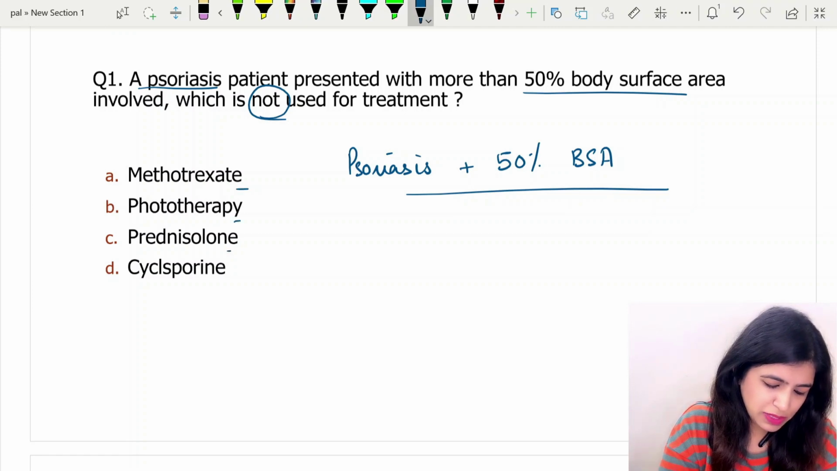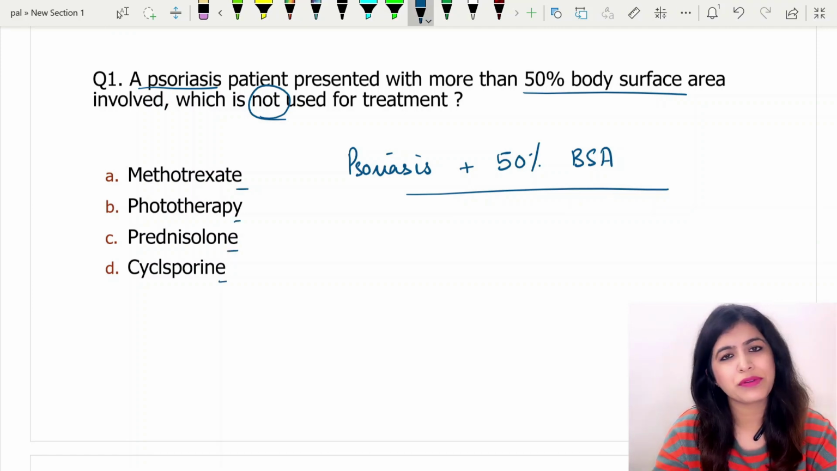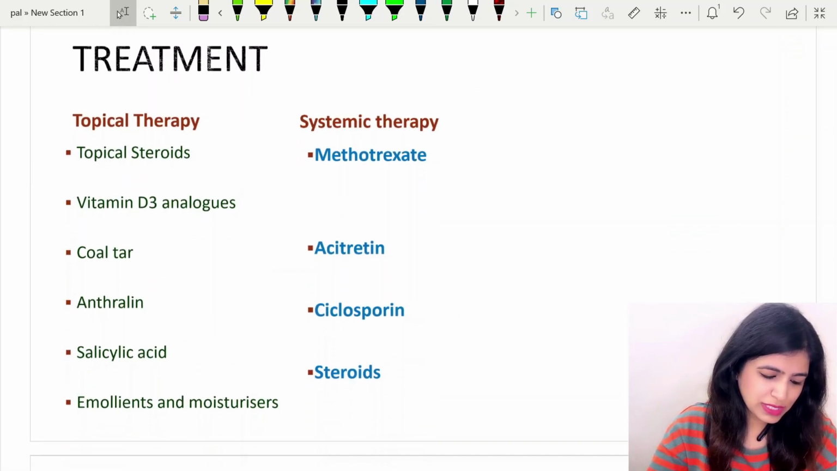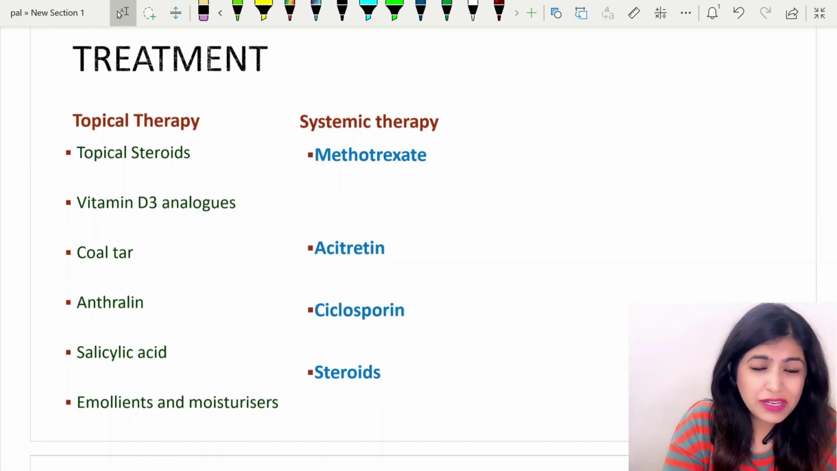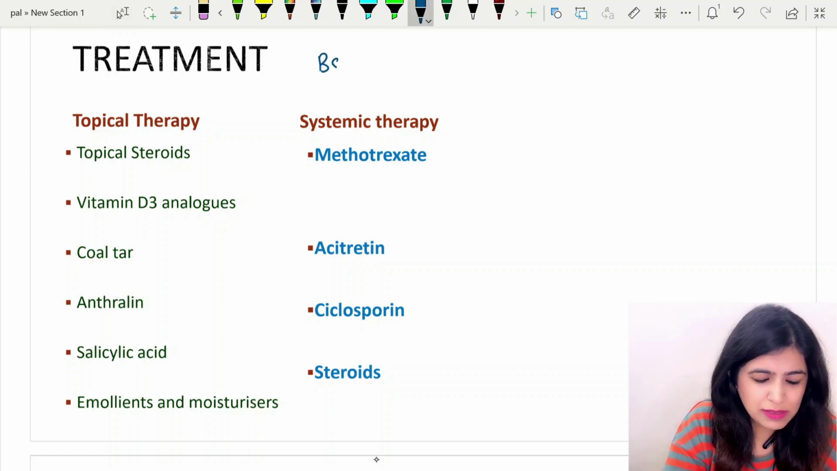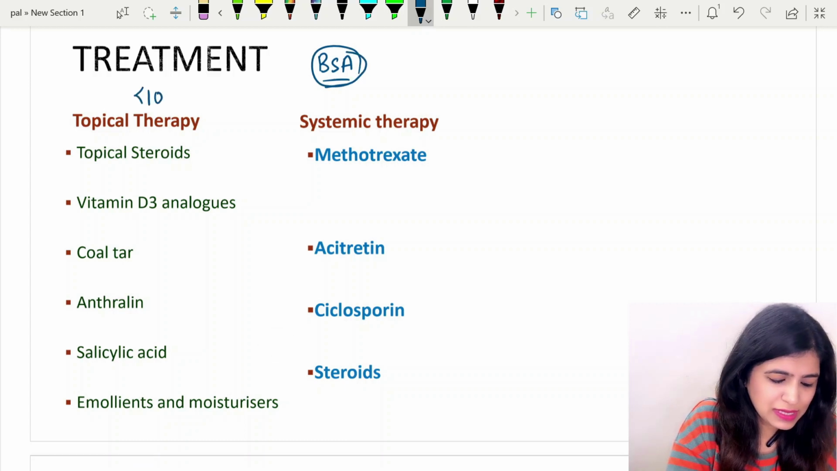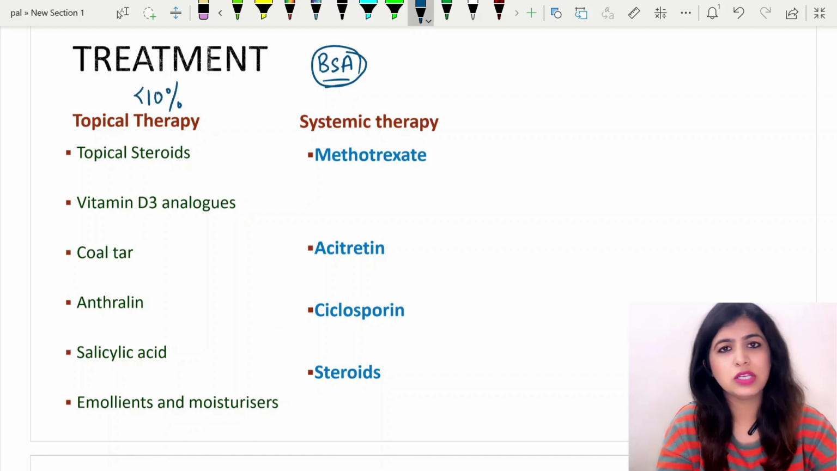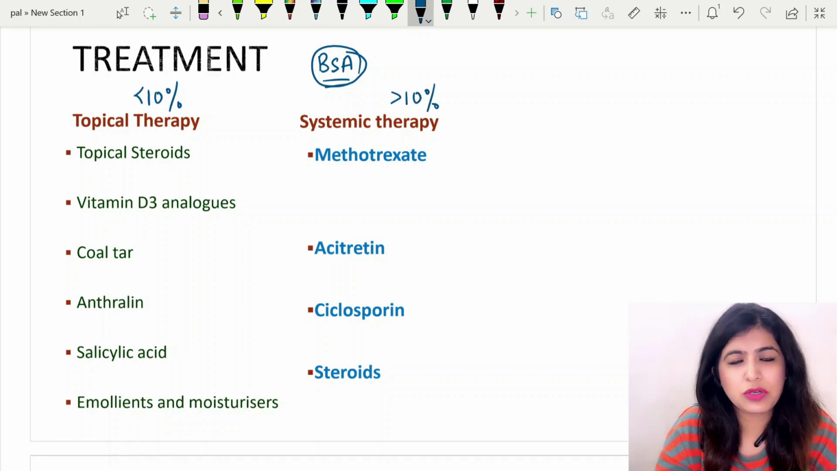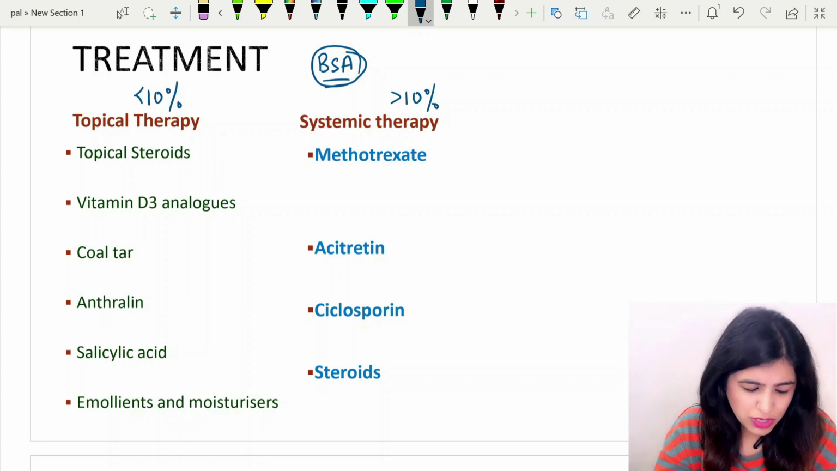Methotrexate, phototherapy, prednisolone, cyclosporin. Before we attempt this question, let us discuss the treatment of psoriasis. In psoriasis, the main criteria for determining what kind of treatment the patient takes is the body surface area. If the body surface area is less than 10%, you give topical therapy to the patient. If it is more than 10%, the patient goes for systemic drugs.